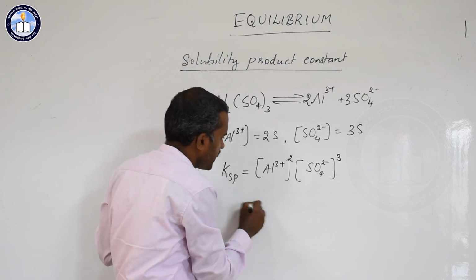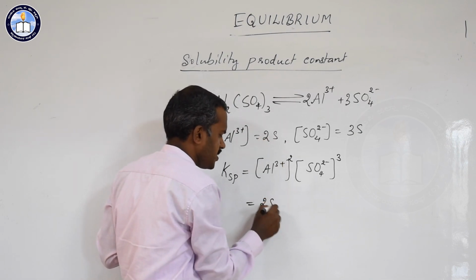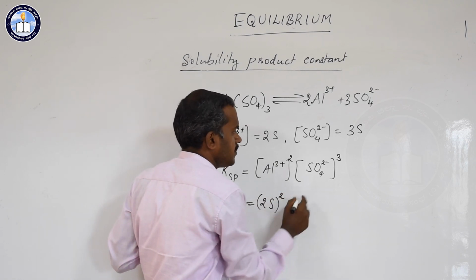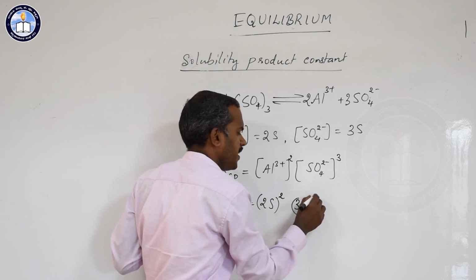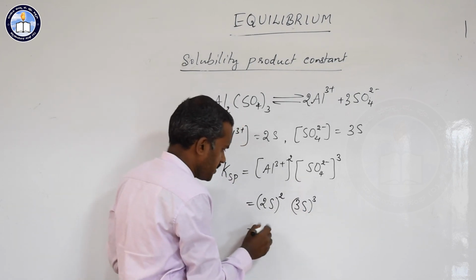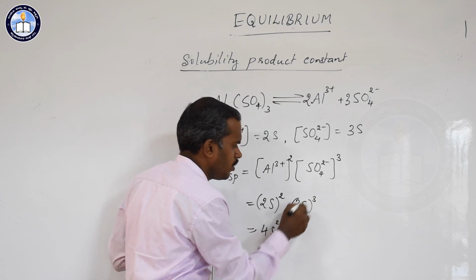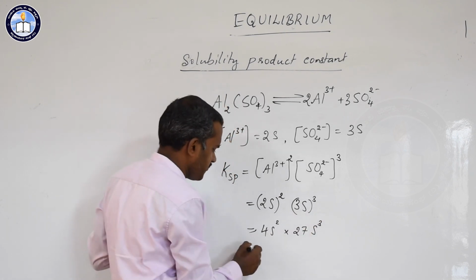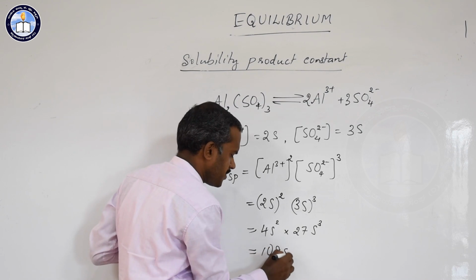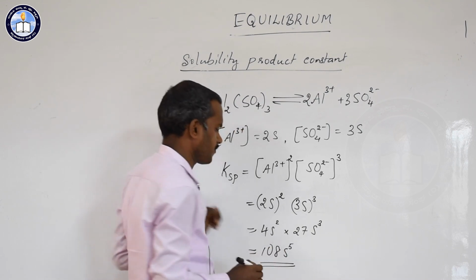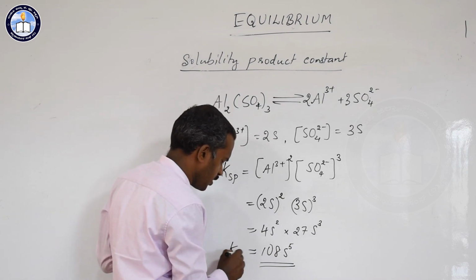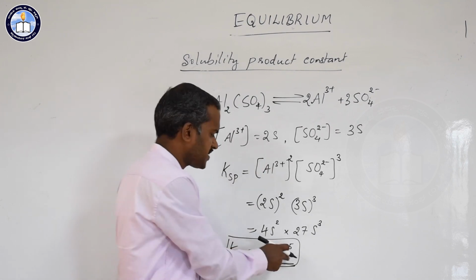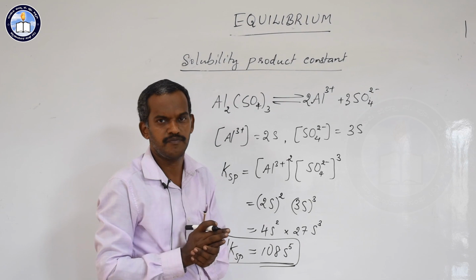Okay, so we can substitute now. Al3+ it is (2s) to the power 2, and this is (3s) to the power 3. So on simplification it becomes 4s square into 3 cube, which is 27, so 108 s to the power 5. Now this is the expression for the solubility product for this particular salt, where S stands for the solubility in terms of mole per liter.